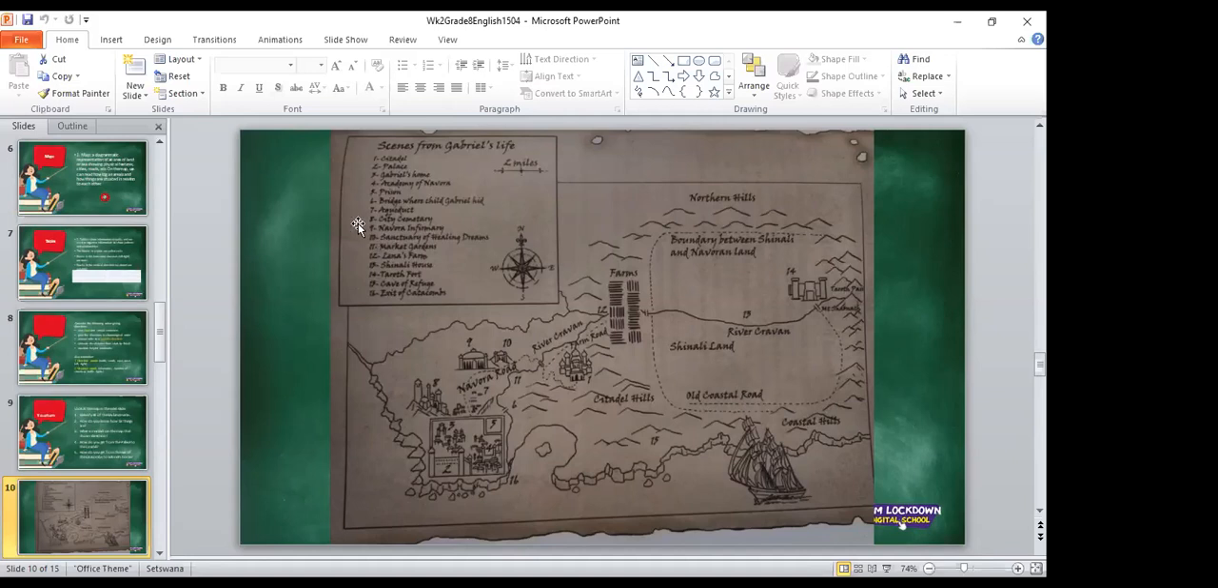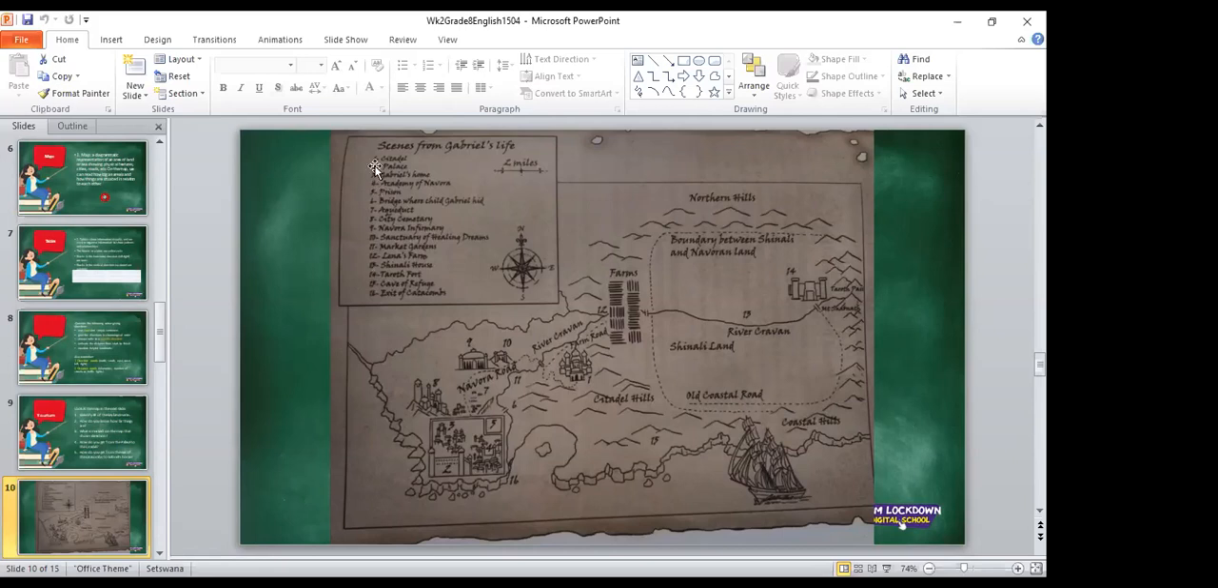There is a box, scenes from Gabriel's life. So in this box, there are things they call keys. If you could look at the map, you will see that there are several numbers on the map. Here's 1, 2, 3, 4, 5, 6, 7, all up until 16, and each of these numbers represent the places on the map.